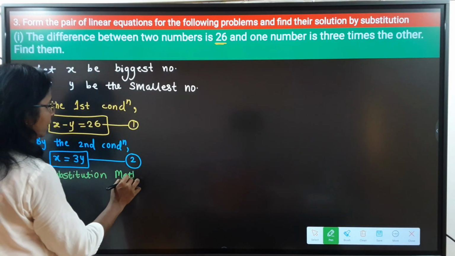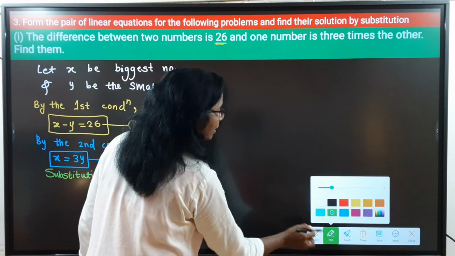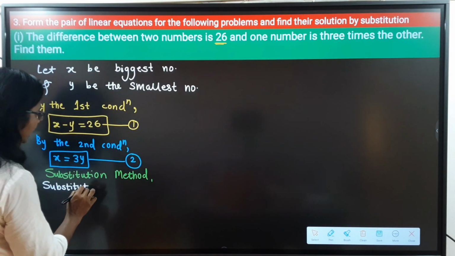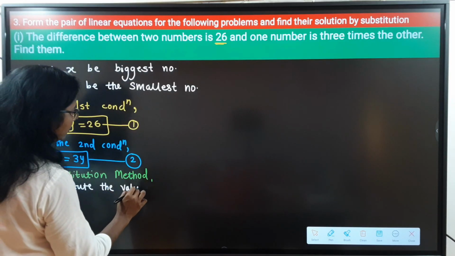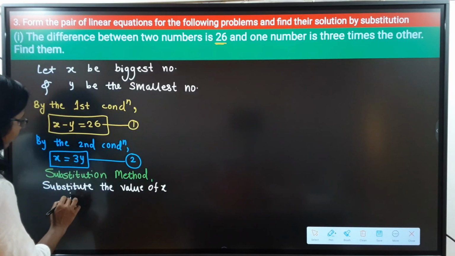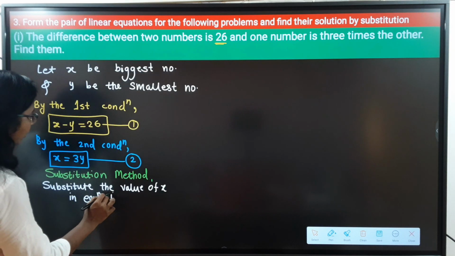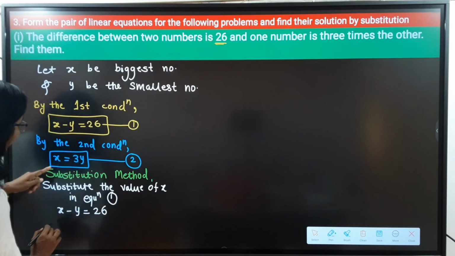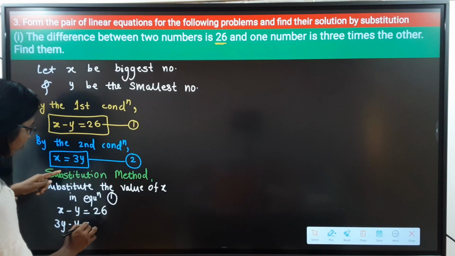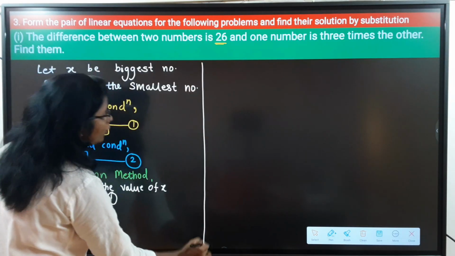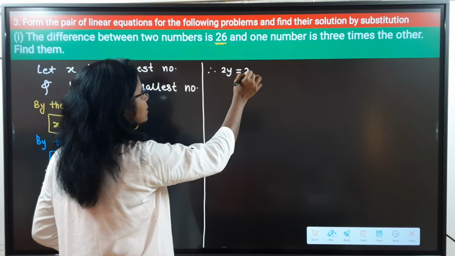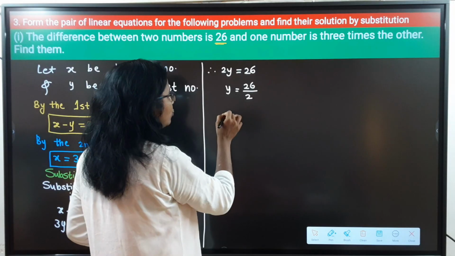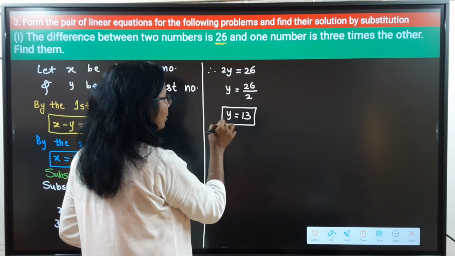So now here, in the substitution method, I substitute the value of x in equation 1. The first equation is x minus y is equal to 26. So here 3y minus y is equal to 26. Therefore 2y is equal to 26, so y is equal to 26 upon 2. So y is equal to 13.